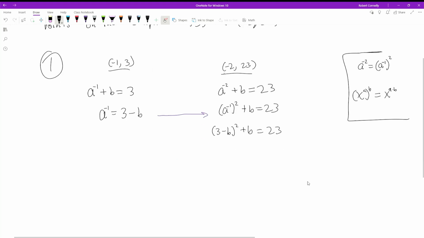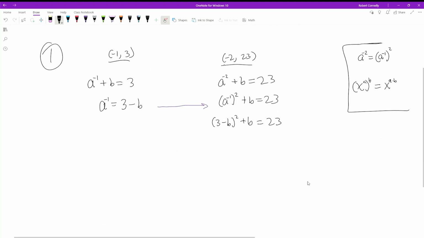All right, so if I multiply all this out, what do I get? I'm going to skip that little bit of algebra here. So if I multiply this binomial out, I get 9 minus 6b plus b squared plus b equals 23. So 3 minus b all squared gives me 9 minus 6b plus b squared. And I've already got a plus b, and the whole thing is equal to 23.